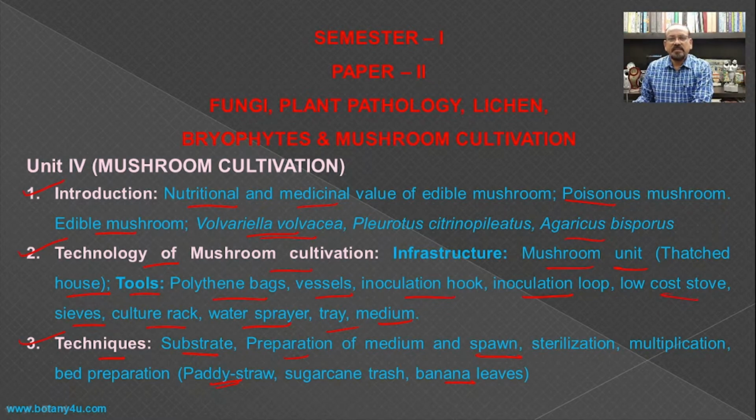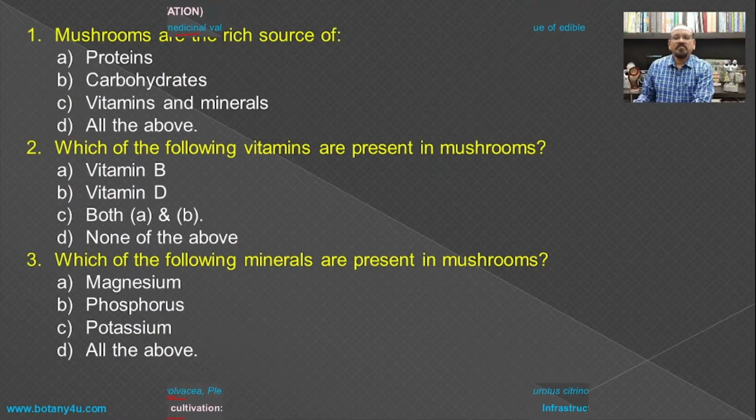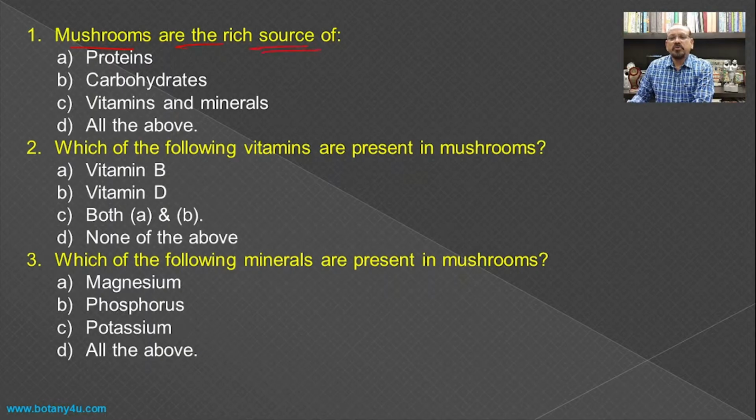So let's see the different MCQ type of questions based on this unit. Question number 1. Mushrooms are the rich source of. If you see the chemical composition of the mushroom, it contains protein, carbohydrate, vitamins and minerals also. Hence, if we are taking mushroom, we are getting protein, carbohydrate, minerals and vitamins also. And hence, the answer becomes D, that is all the above.